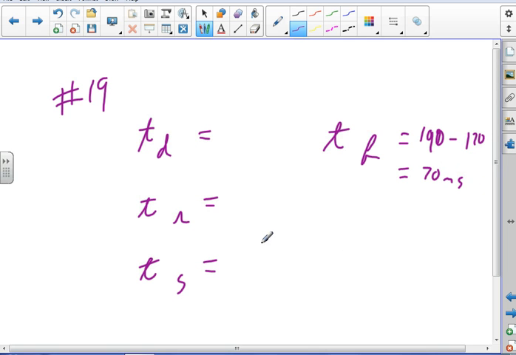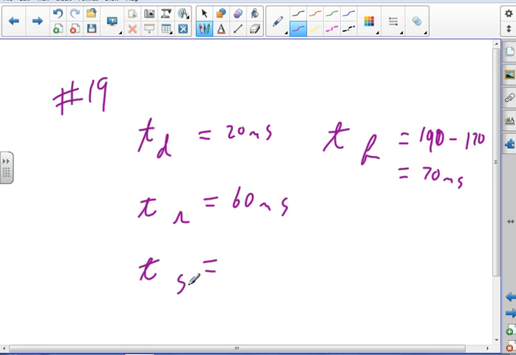Okay, what is the delay time? Well, the time that I start going up until I see it starting to go up, 20 nanoseconds. 20 nanoseconds. Time to rise. Rise time is between 10% to 90%, so it'd be 80 minus 20, 60 nanoseconds.